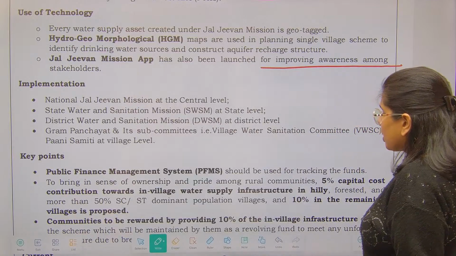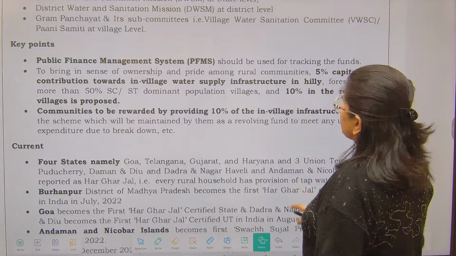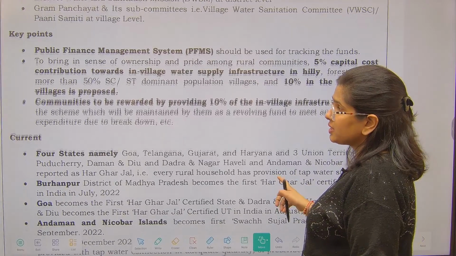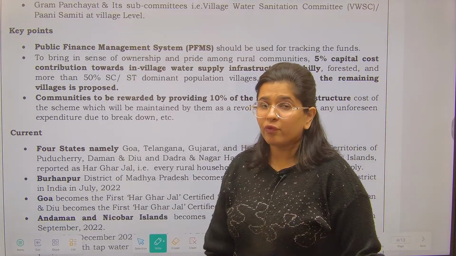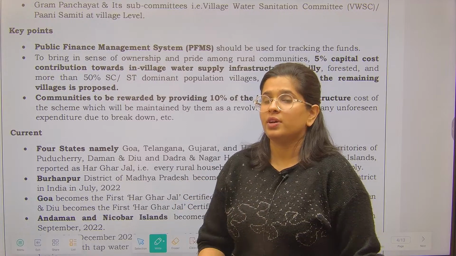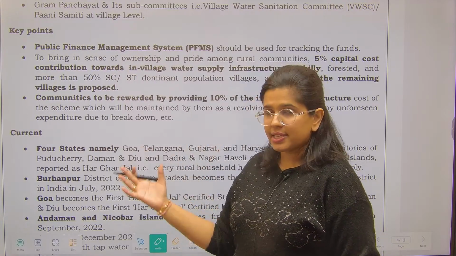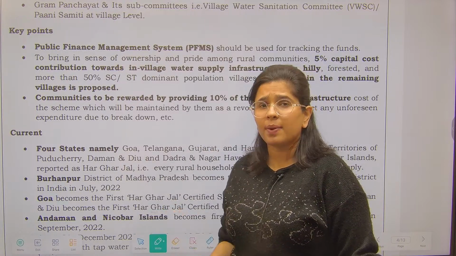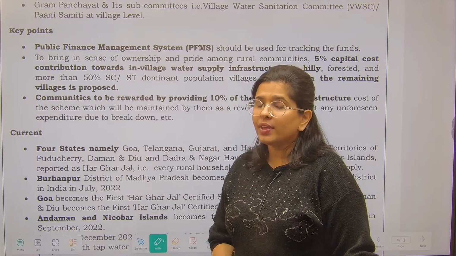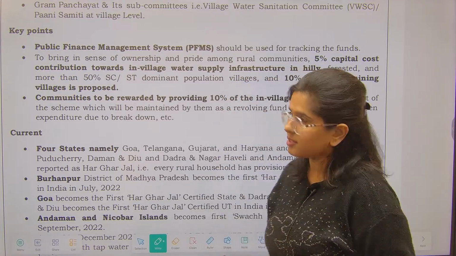Moving ahead and talking about few of the key points, that is public finance management system. It should be used for tracking the funds. Now it is a finance ministry related system where all the funds which have been released towards the different government schemes are tracked. Obviously it is necessary for removing the corruption as well as improving the efficiency of the work being done. So for all these things it is necessary.